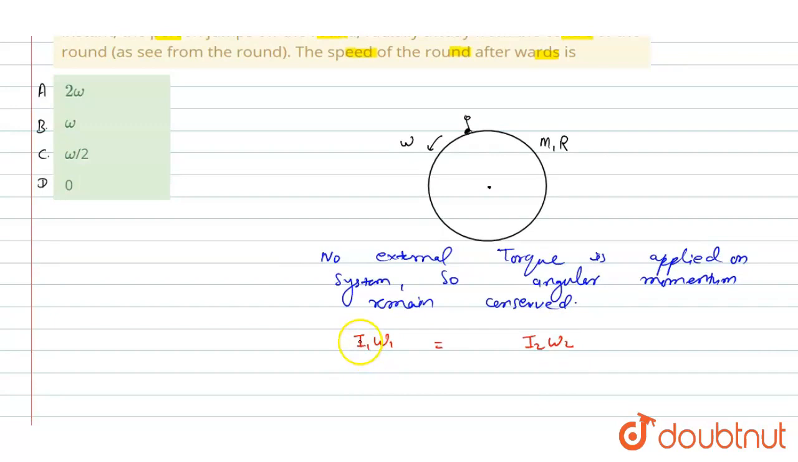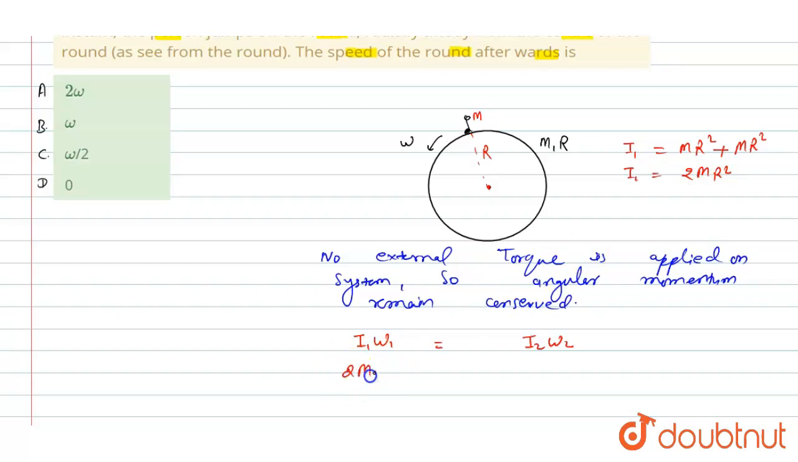So the initial moment of inertia of the system will be, this will be the angular momentum of the ring about this vertical axis. So we can write here MR square, because we know that for the ring about the vertical axis, the moment of inertia is always MR square, plus for this man having mass capital M, and he is at a distance of R from the rotating axis, so for this also MR square. So we can write here I1 will be equal to 2MR square.